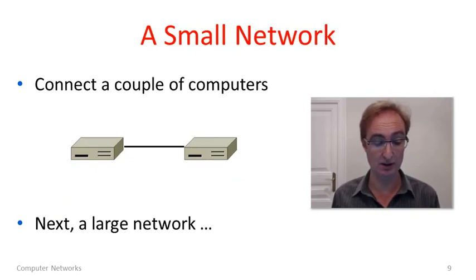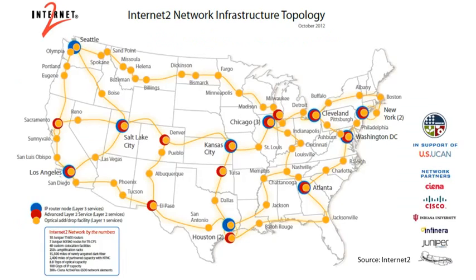Here's a small network, just connect together a couple of computers here, and we're done. Of course, we can also have large networks. Here's a large network. This is a picture of the topology of the Internet2 network. That's a large educational and research network that's used in the continental United States. The circles here just represent the different sites, which will have different kinds of routers or switches and other equipment.